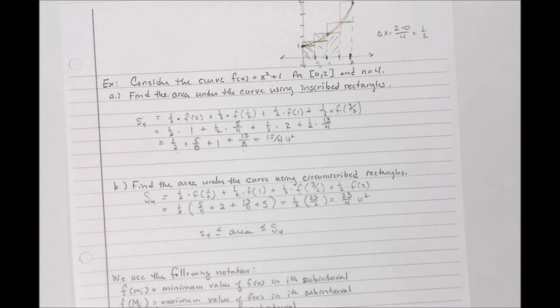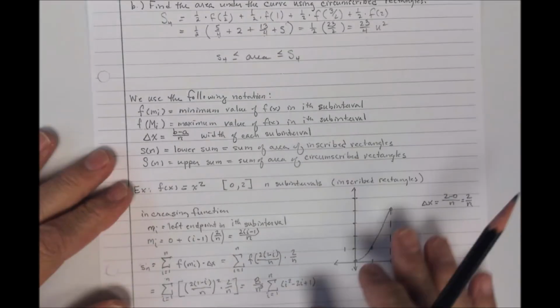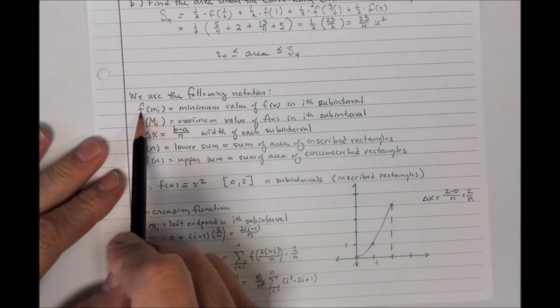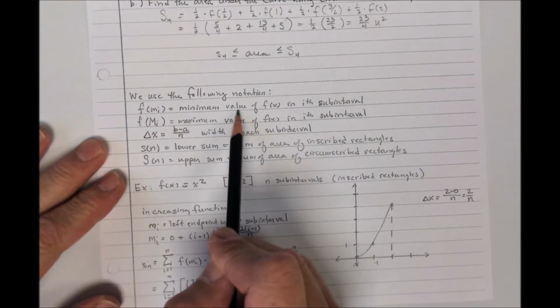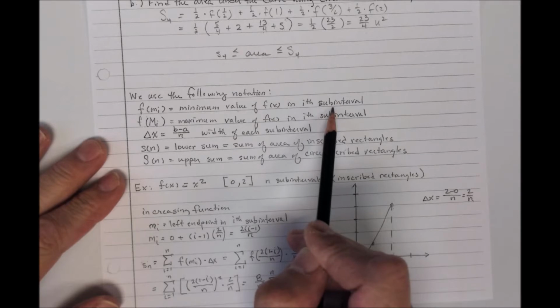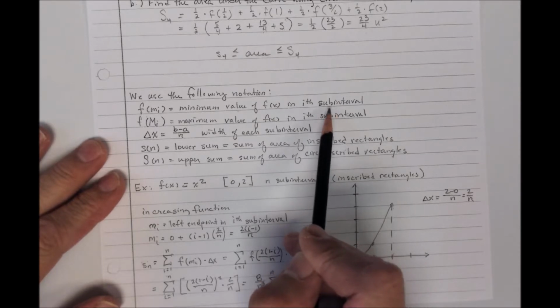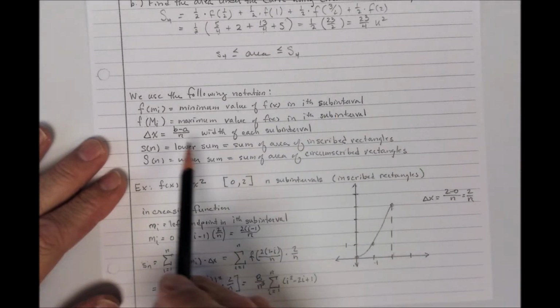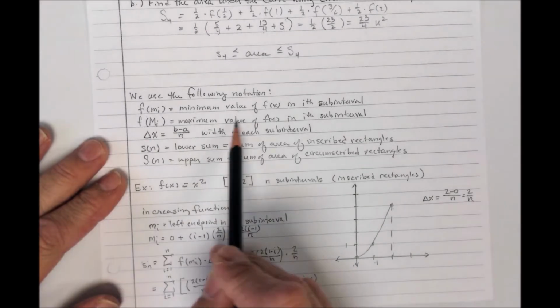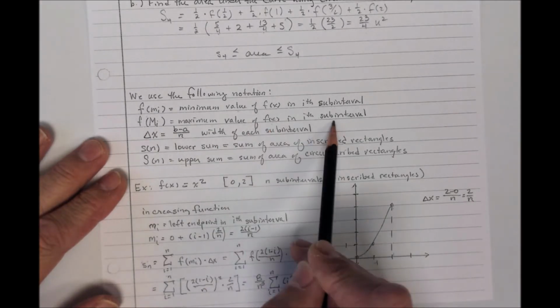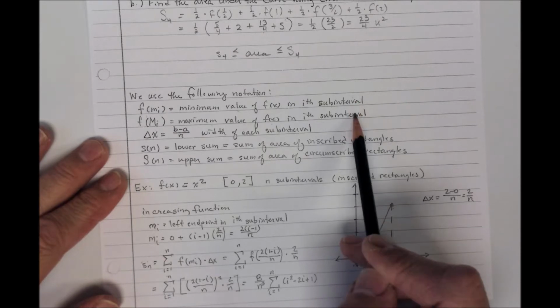Now, in more general terms, if we don't have a specific number for n, if we just let n be whatever the number of subintervals represents, then we have some notation for you to kind of see here, where f of m sub i is the minimum value of f of x in the ith subinterval, because it doesn't always occur at one of the endpoints. It does if it's an increasing or decreasing function. F of capital M sub i is the maximum value of f of x in the ith subinterval, so this would be used for the lower sum, this would be used for the upper sum.